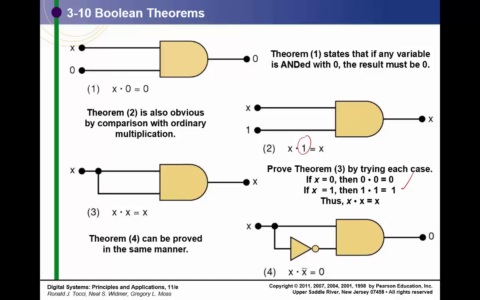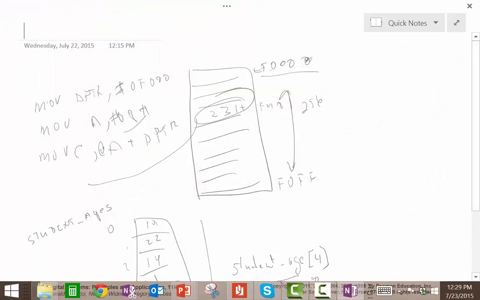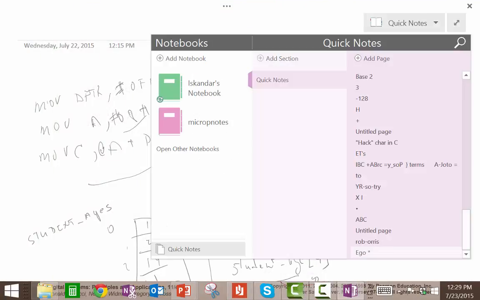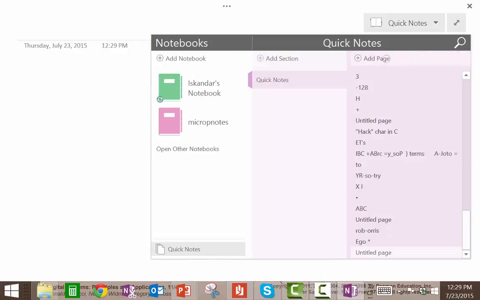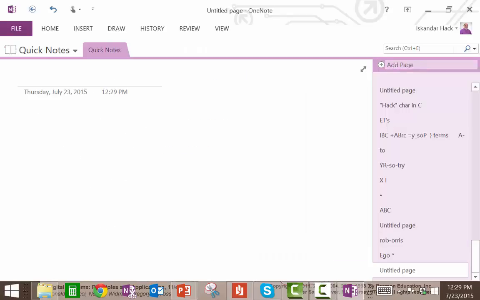Now, this is an interesting thing here: X ANDed with X naught is equal to 0. This is a very interesting circuit because it is sometimes used to create a short clock edge detector. Let me show what I mean by that.